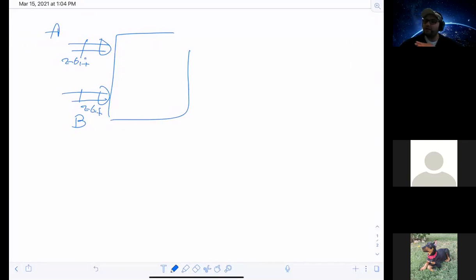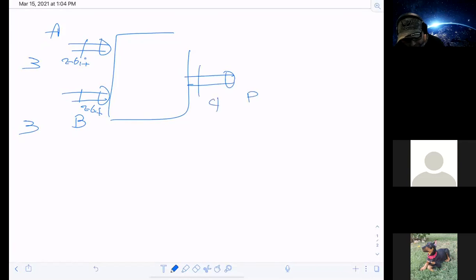If A is 2-bit, what is the maximum number A can represent? 3. B's maximum number is also 3. 3 times 3 is what? 9. And 9 is represented in how many bits? 4. We are done. So the output P is represented in 4-bit.